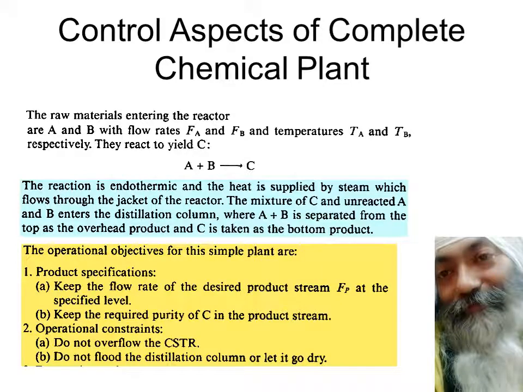So the objectives of this kind of operation, we basically have three objectives. Number one, the product specifications, that is, keep the flow rate of the desired product stream FP at a specific level. We want to have a good amount of yield. Keep the required purity of C in the product stream. And then you have operational constraints, like you don't want to overflow the CSTR, you don't want to overflow the distillation column, or both should not run dry at any moment of time.